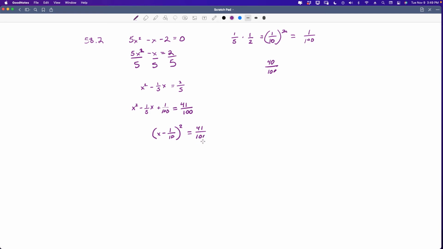All right, when we unsquare this, we get x minus 1 over 10 is equal to plus or minus the square root of 41, and it would be the square root of 100, but we know that that's 10, so we can go ahead and just write 10. So then we add this to both sides. X is equal to 1 over 10 plus or minus the square root of 41 over 10. And that is our quadratic equation solved.